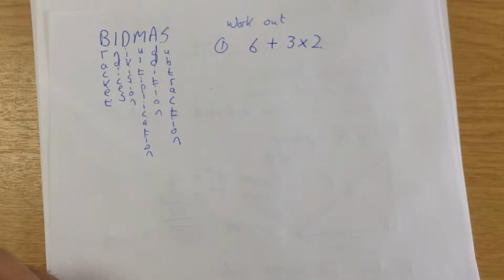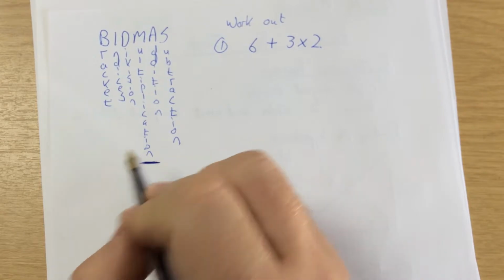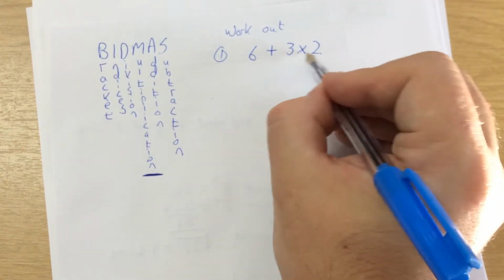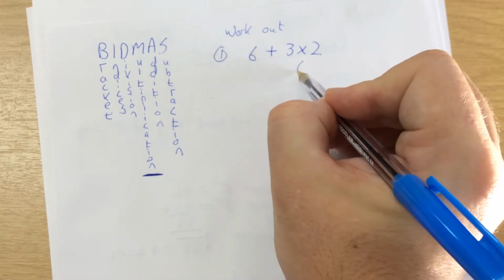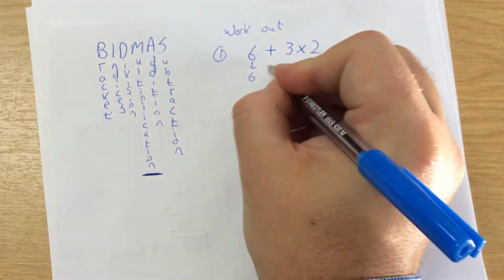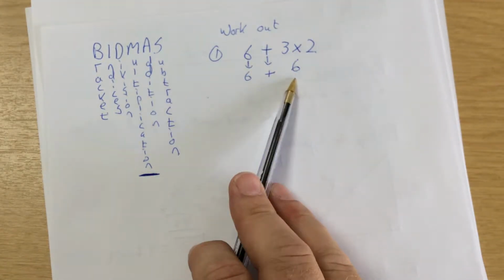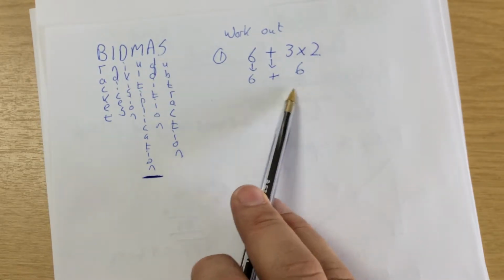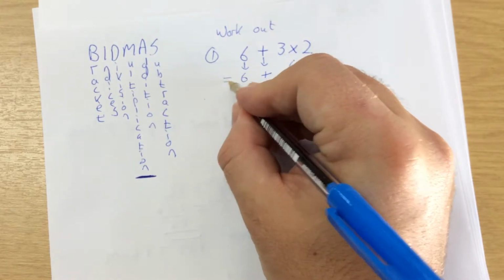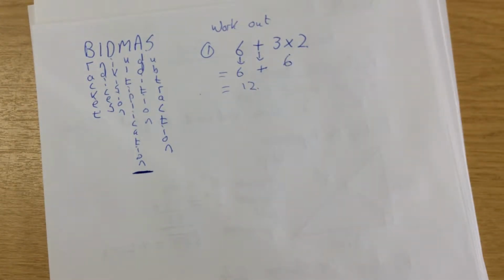So when you're following BIDMAS, you start with the multiply. So because you're starting with the multiply, 3 times 2 is 6. I would write the 6 there. I would bring down the first term, which is 6, and bring down the sign. So I've done the multiplying first, 3 2s are 6, and now I've got 6 add 6. So 6 add 6 equals 12. And that's a nice easy one with BIDMAS.